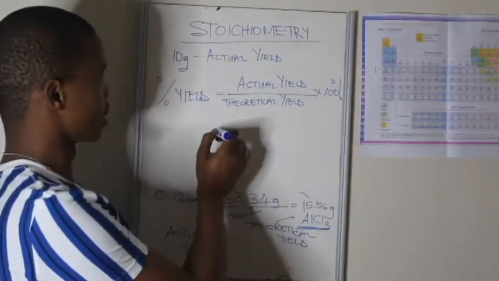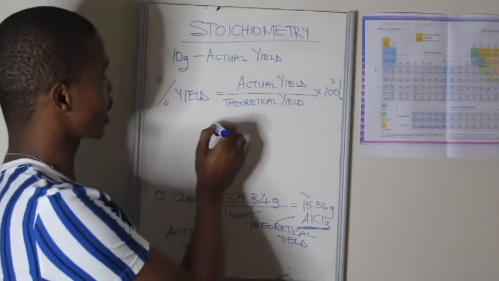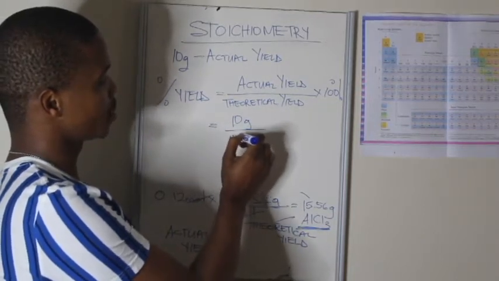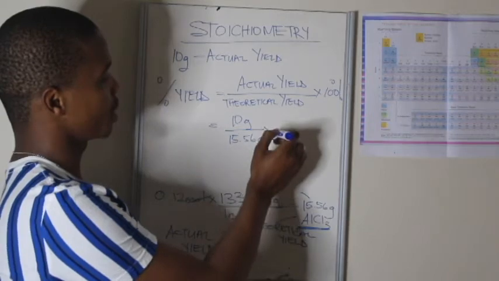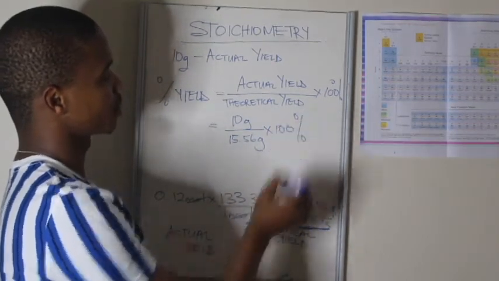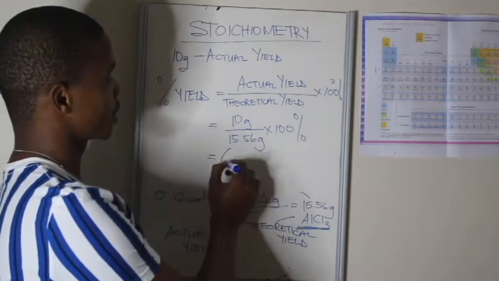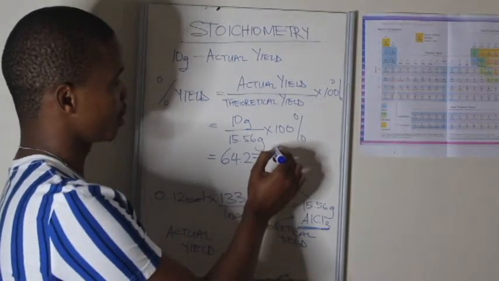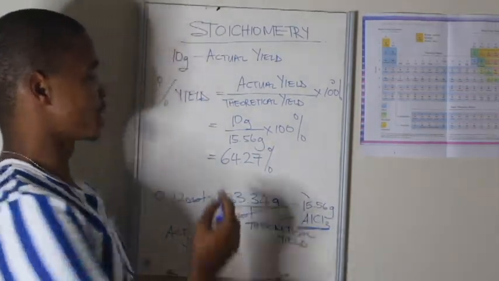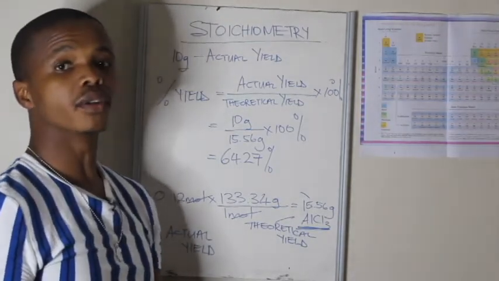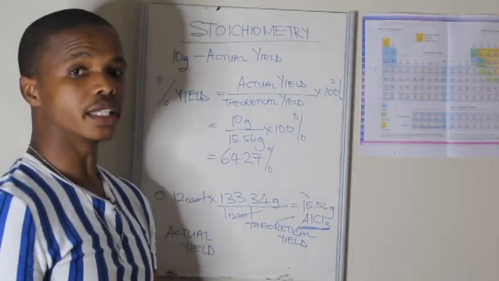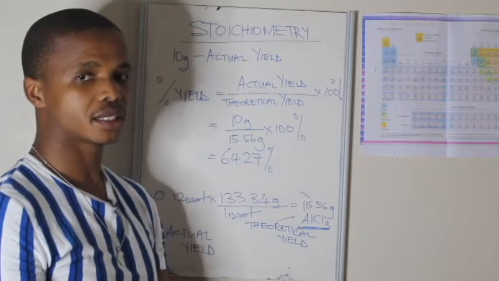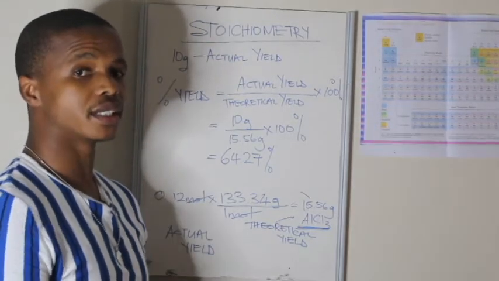So in our case, for aluminium chloride, it would be actual yield. Let's say we find 10 grams, you divide it by 15.56 grams, you multiply by 100, and you get 64.27%. So that's how well you did based on your theoretical yield and what you got. So you got 64% of what you expected. So that is your theoretical yield and your percentage yield.